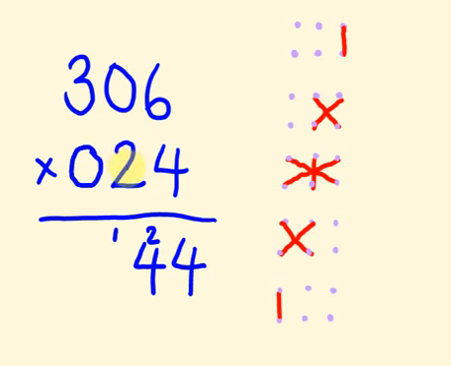4 times 3 is 12. 6 times nothing is nothing. 2 times nothing is nothing. So 12 plus this 1 here is 13. Carry the 1. 3 2s are 6. Nothing times nothing. So 6 plus this 1 here is 7. And then 3 times nothing is nothing. I won't bother to put that in. There's our answer, 7,344.